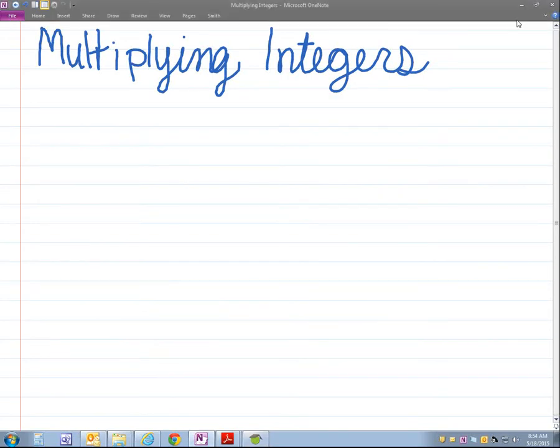Multiplying integers. So now we're doing multiplying integers. We've already done the addition and subtraction.